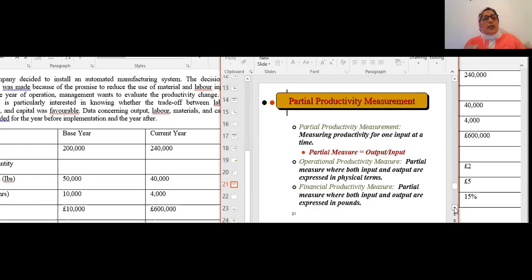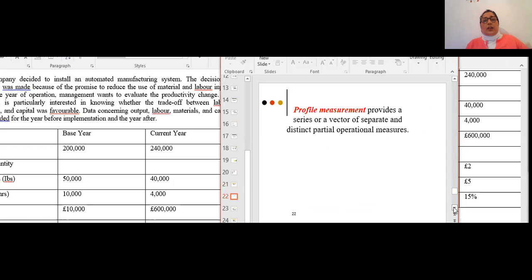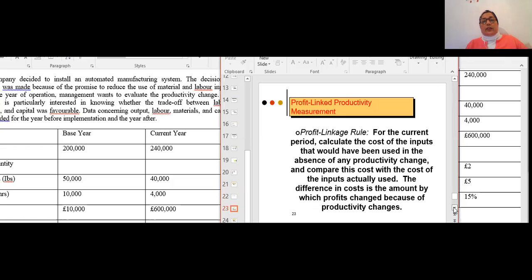What does partial mean? It means that we link each input to the output. We link material to the output, we link labor to the output, we link energy to the output, we link electricity to the output. Each item of the inputs, we link separately to the output. And this is why it's called partial productivity ratio or partial productivity measurement, where both inputs and outputs are expressed in physical terms.